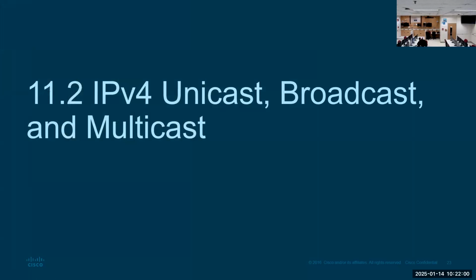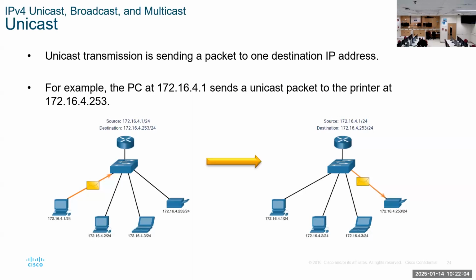Okay, so we move to some of the concepts of unicast, broadcast, and multicast. Now, unicast transmission is sending a packet to one destination. That means one-to-one communication. Think about it: I have 192.16.4.1 here. I want to send it to the 253 here. I send it to the switch, and it would forward it to the other guy here. Right? That is one-to-one communication. That's why the name is unicast here.